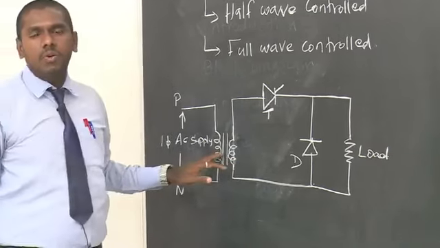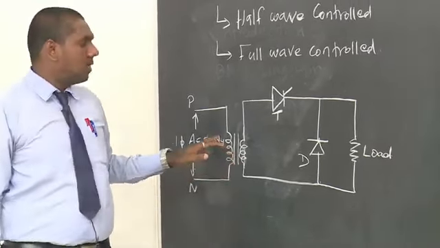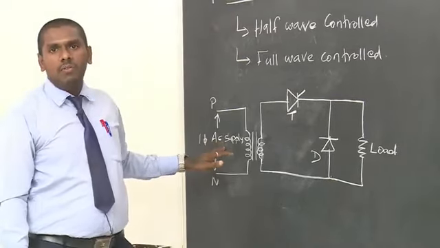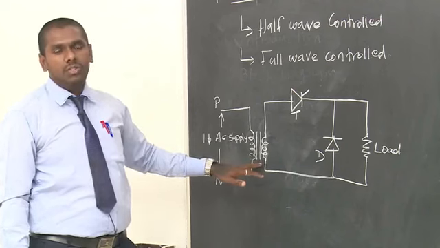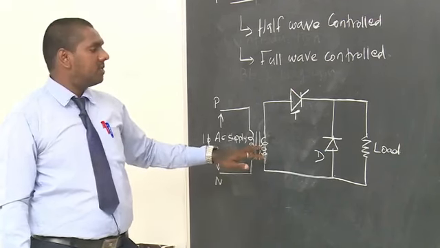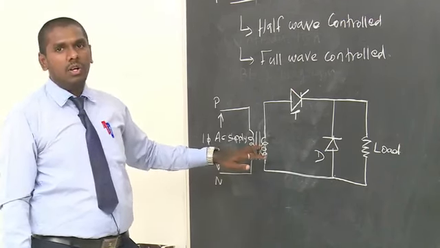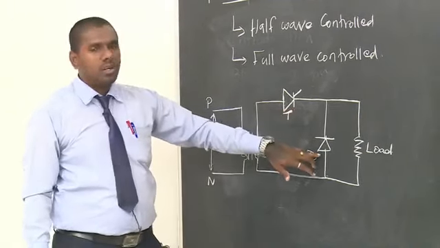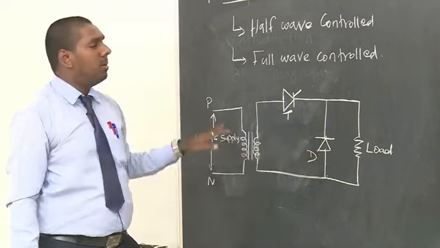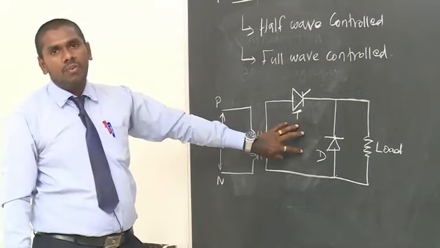What is the purpose of using a transformer here? On the input side we get voltage fluctuation. To avoid the voltage fluctuation, we are using a transformer. The transformer gives us a constant voltage. Then the thyristor and diode are connected. So this is the basic circuit diagram for your half wave rectifier.